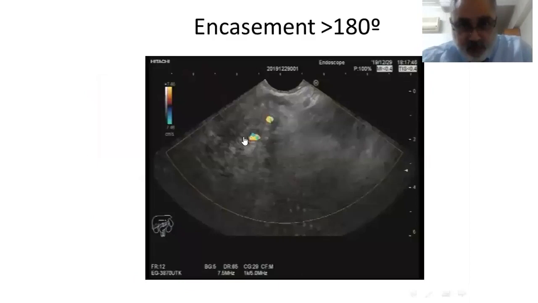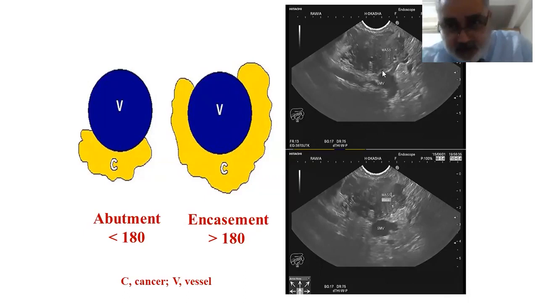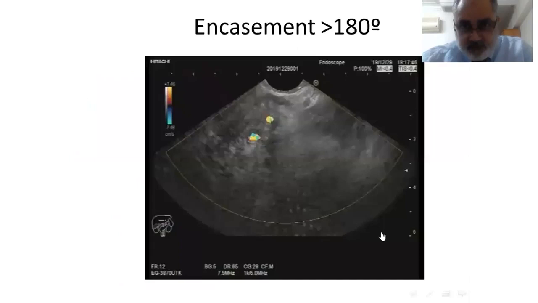Here an example of abutment of the vessel by the mass. This is a superior mesenteric vein, and the mass is involving less than half of the circumference of the vein. This is the whole circumference of the vein, and the line of contact between the mass and the vein is less than 180 degrees. And this is the same patient here. The line of contact is less than 180 degrees of the circumference of the vein. The mass is present here, but it's not present there. So it is present at only one side of the vein. So here there is abutment of the vessel.